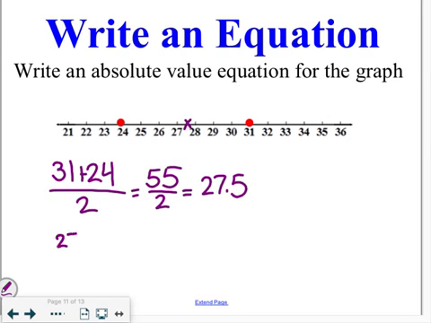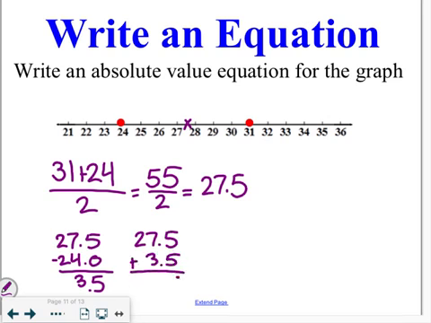So I can do this by doing 27.5 minus 24, which gives me 3.5. I can double check that by then doing 27.5 plus 3.5, and that should give me my other answer, which it does. So our distance between the points is 3.5 on both sides.